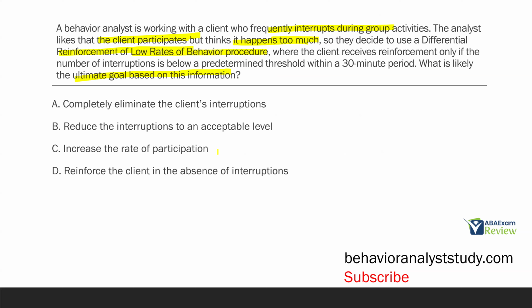C, increase the rate of participation. Well, we're trying to lower behavior here, right? So this is not an increase question. We're lowering this specific behavior. We're not talking about increasing participation. And then D, reinforce the client in the absence of interruptions. What kind of differential reinforcement procedure would that be? That would be a DRO, a differential reinforcement of other behaviors where you're reinforcing in the absence. Instead, we're going with B as our ultimate goal. Let's reduce the interruptions to an acceptable level without having to completely get rid of them.